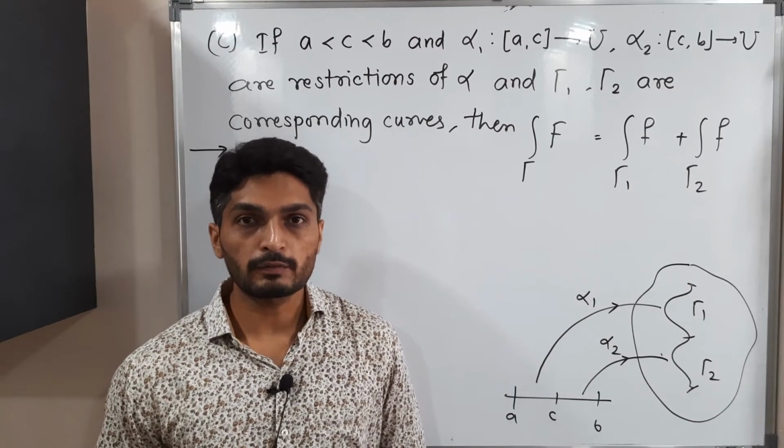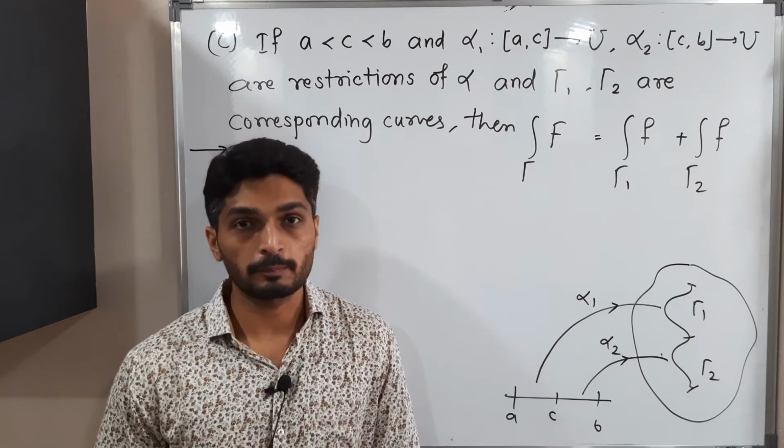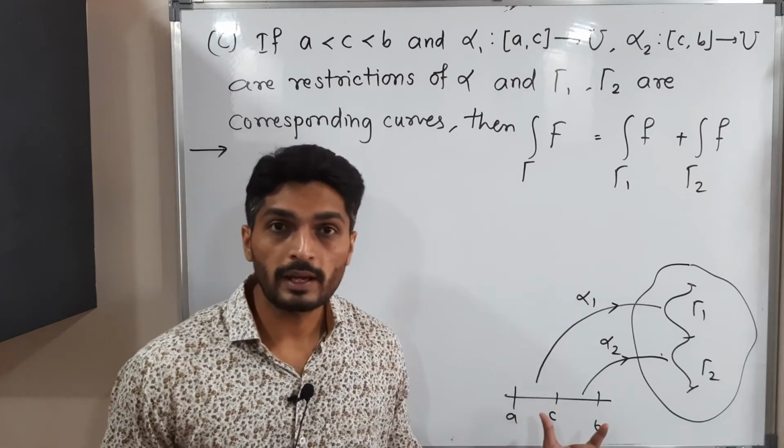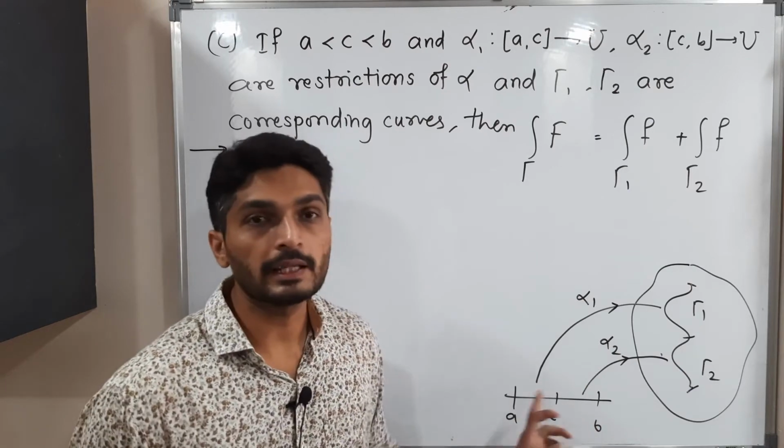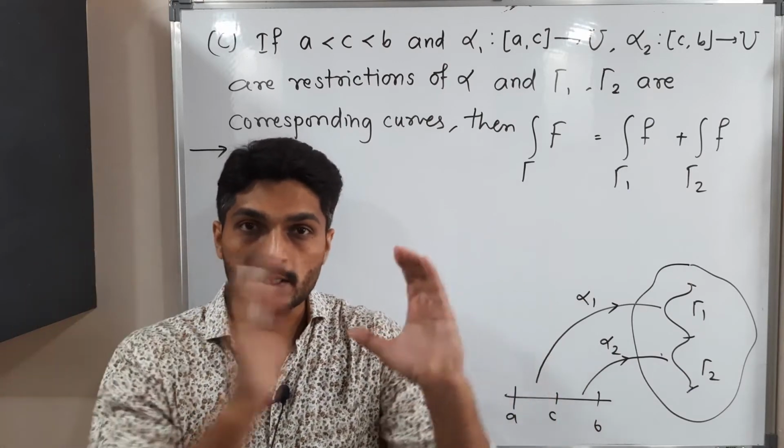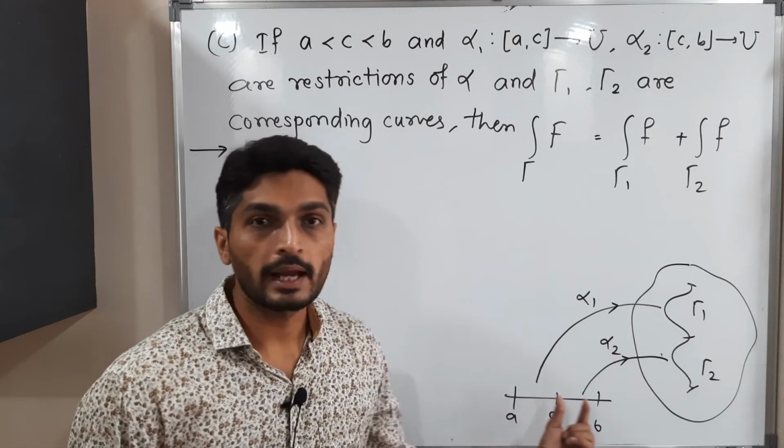So this is the third part of this theorem. In this third part, what have they mentioned? You know that we have a closed interval AB. They have introduced one point C between A and B. So the closed interval AB is divided into two parts, AC and CB.